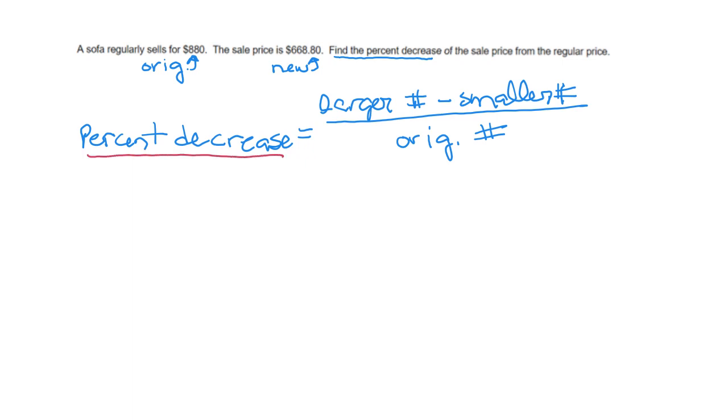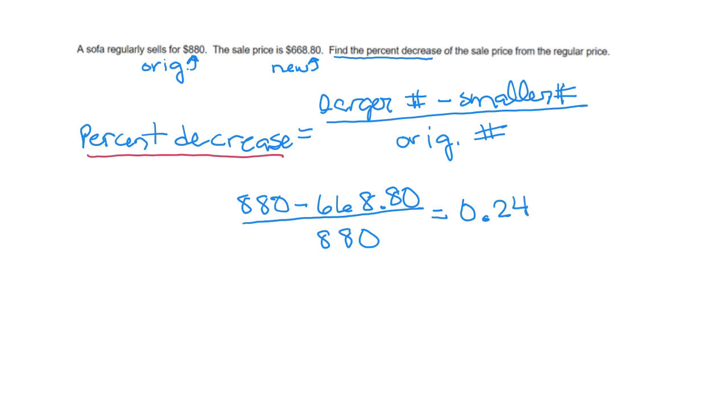All right, so let's take our numbers. The original number, so in this case, the larger number minus the smaller number. So we have 880 minus the smaller number, $668.80, divided by the original number, which is 880. And then from there, once you work this out, you are going to get 0.24 as your answer, which we're looking for a percent. So you convert this into a percent of 24%.